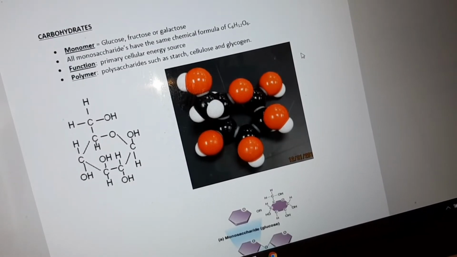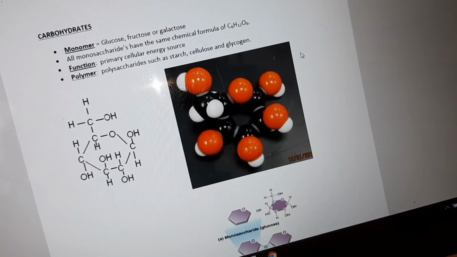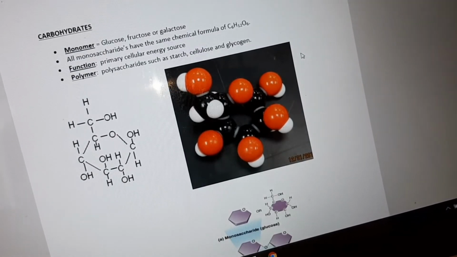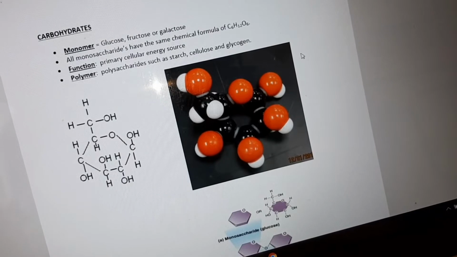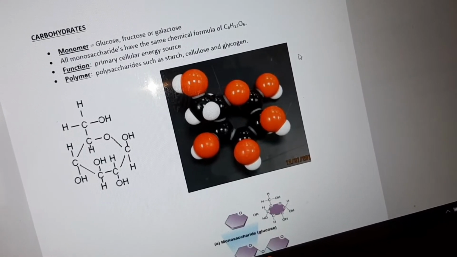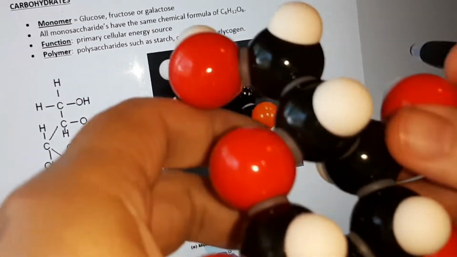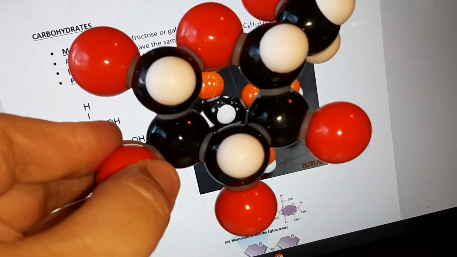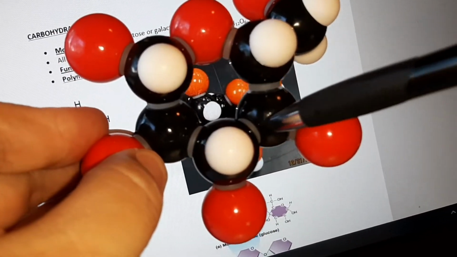All monosaccharides have as their job to create energy for the body, and they all have the same chemical formula, C6H12O6, but the configuration of how the carbons, hydrogens, and oxygens come together makes each one of the monomers different. The only one that we focus on in lab is the glucose molecule, and here is an example of a glucose molecule. All right, so here you can see the 6 carbons, 1, 2, 3, 4, 5, 6.